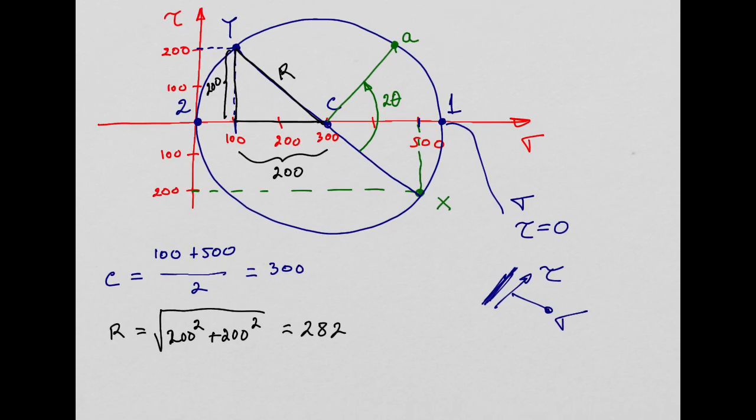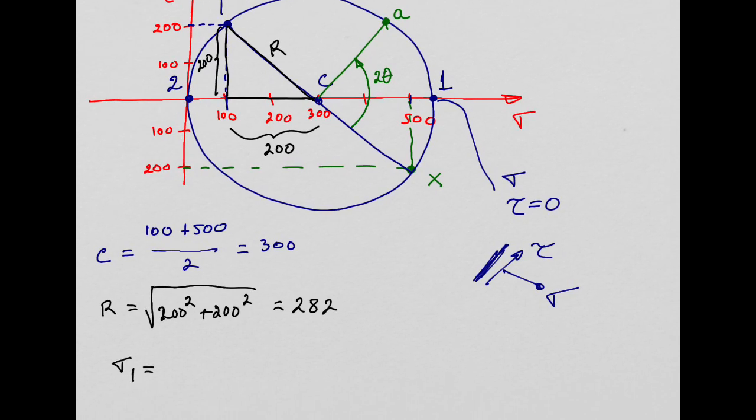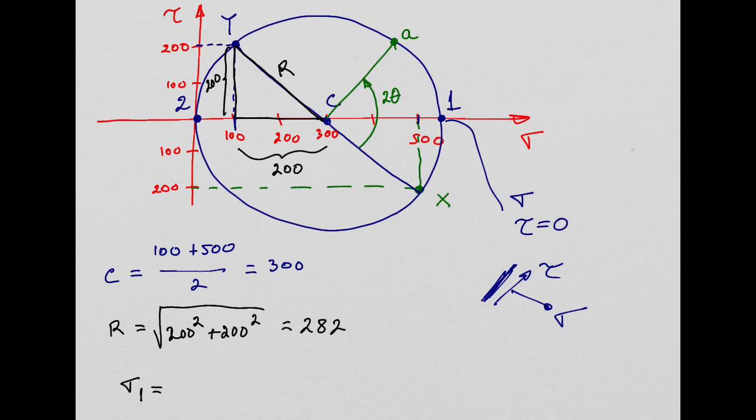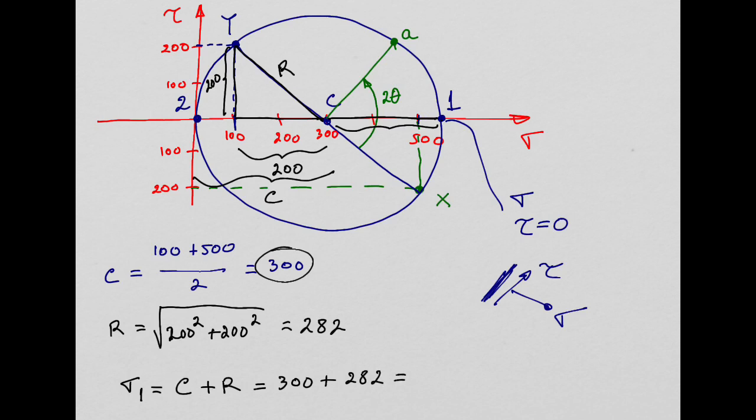Now look at this. I want to know my principal stress, sigma 1. Starting from the origin of this sigma-tau axis, how do I get to point 1? This distance is my C, which is 300. And then this distance from here to here is equal to the radius of the circle. So if I add C plus R, I get my principal stress sigma 1, which is 300 plus 282. My principal stress is 582 megapascal.